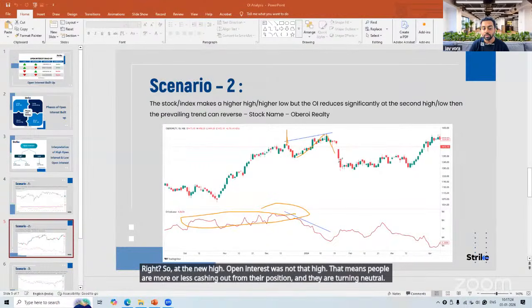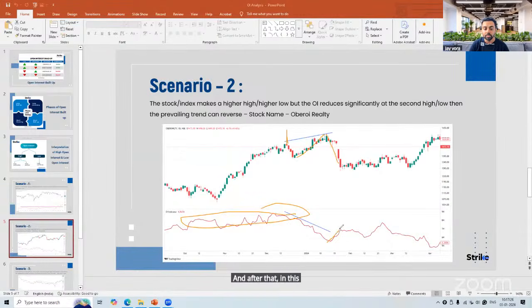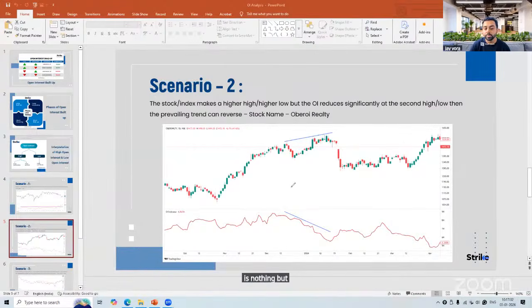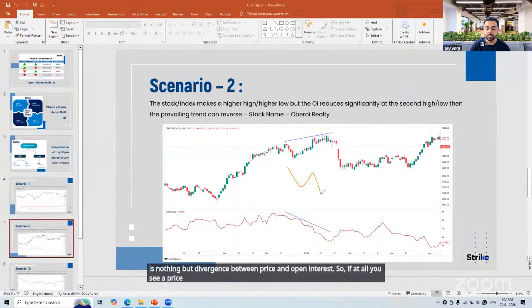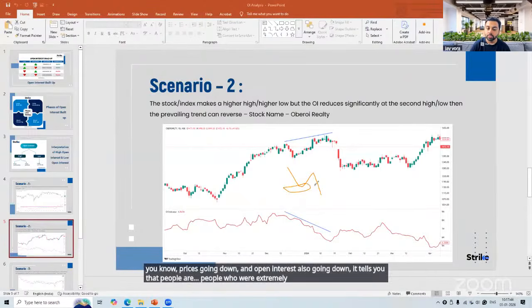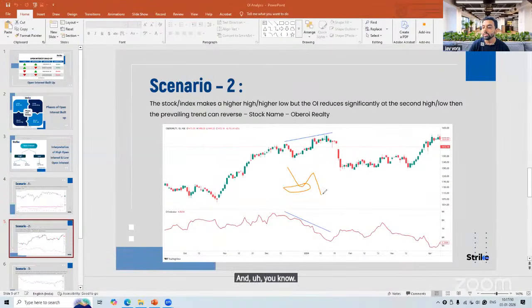And after that, in this decline, you see there is a spike in open interest, right? So this is nothing but divergence between price and open interest. If at all you see price action this way, where price is going down and open interest is also going down, it tells you that people who were extremely short over here are unwinding their positions and turning more or less neutral, or less bearish at least.